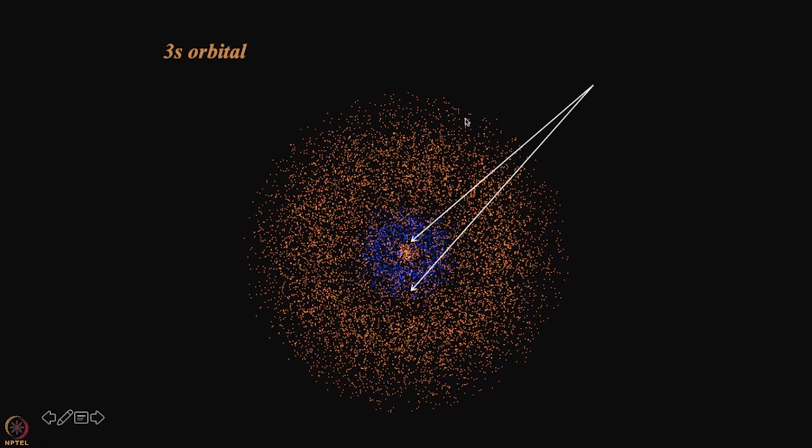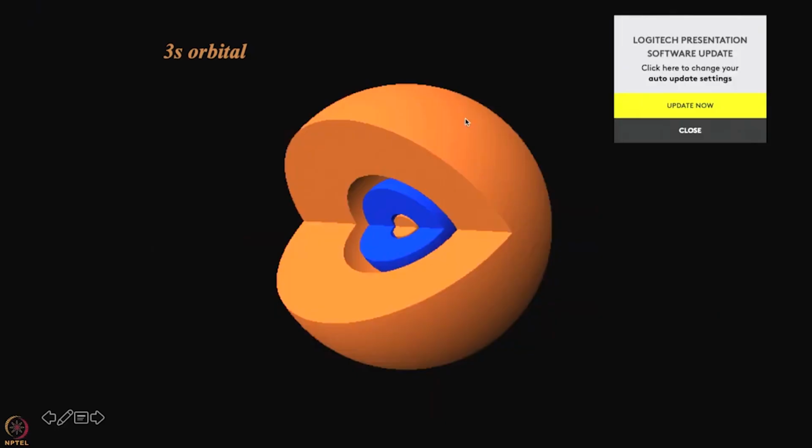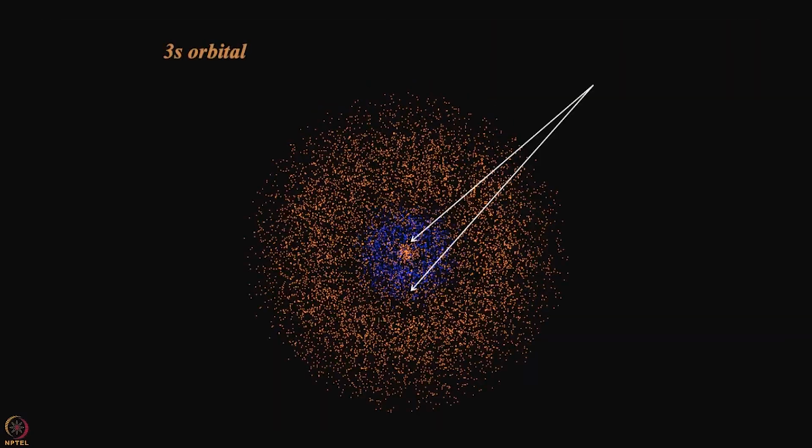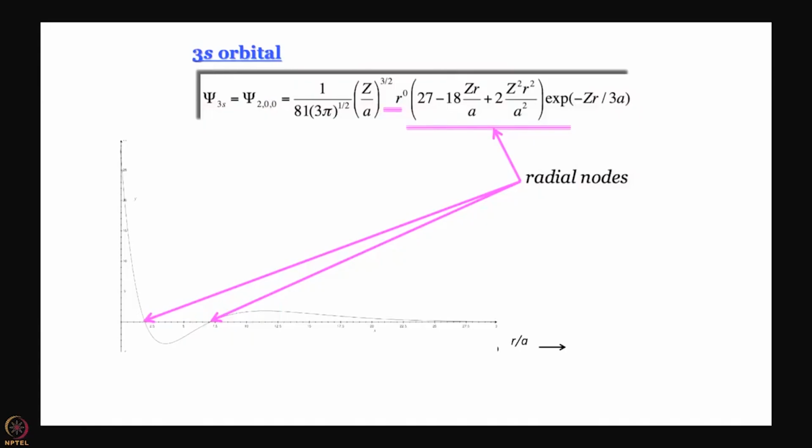Okay, now let us go to 3s orbital. 3s orbital as we know has a polynomial of second order. 3s orbital, remember, has in its expression a polynomial of second order, the 3 terms.